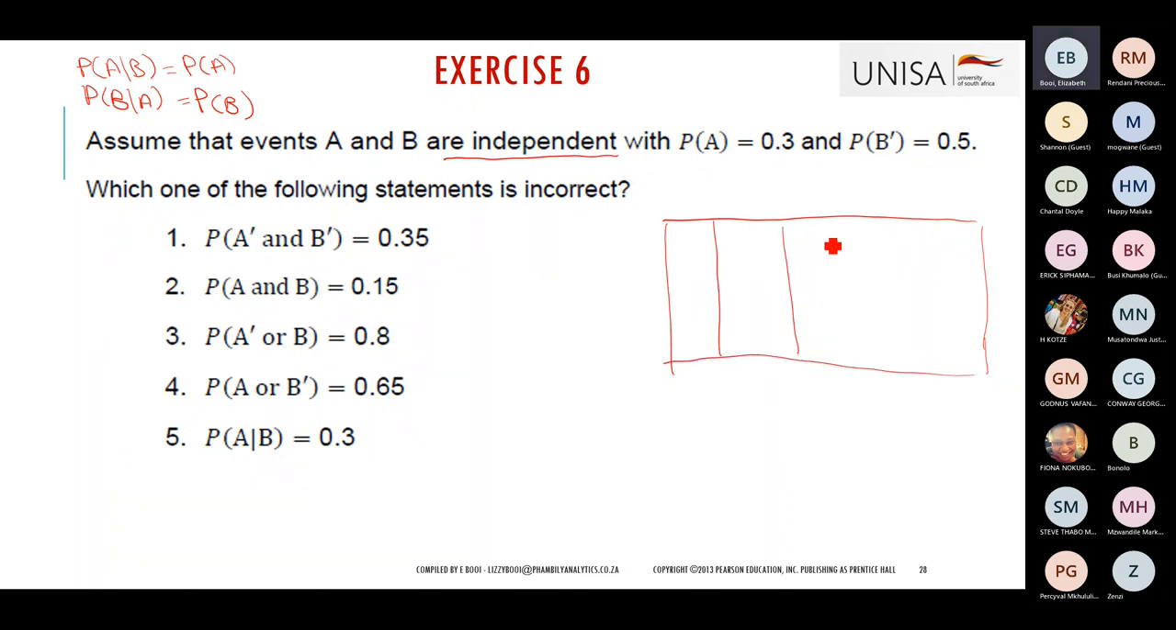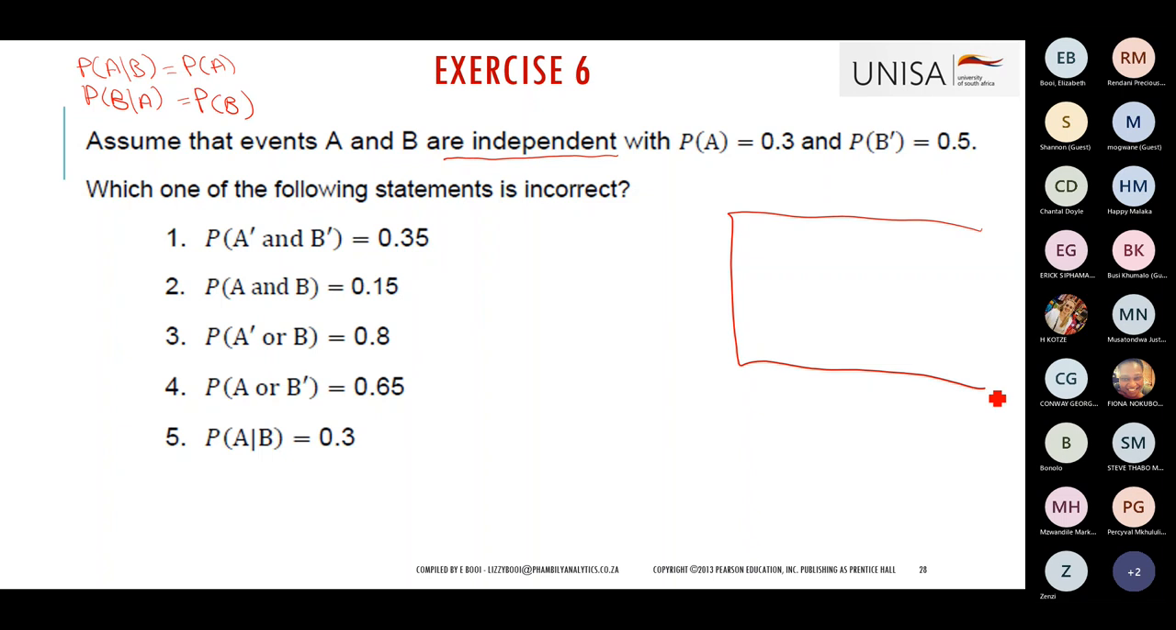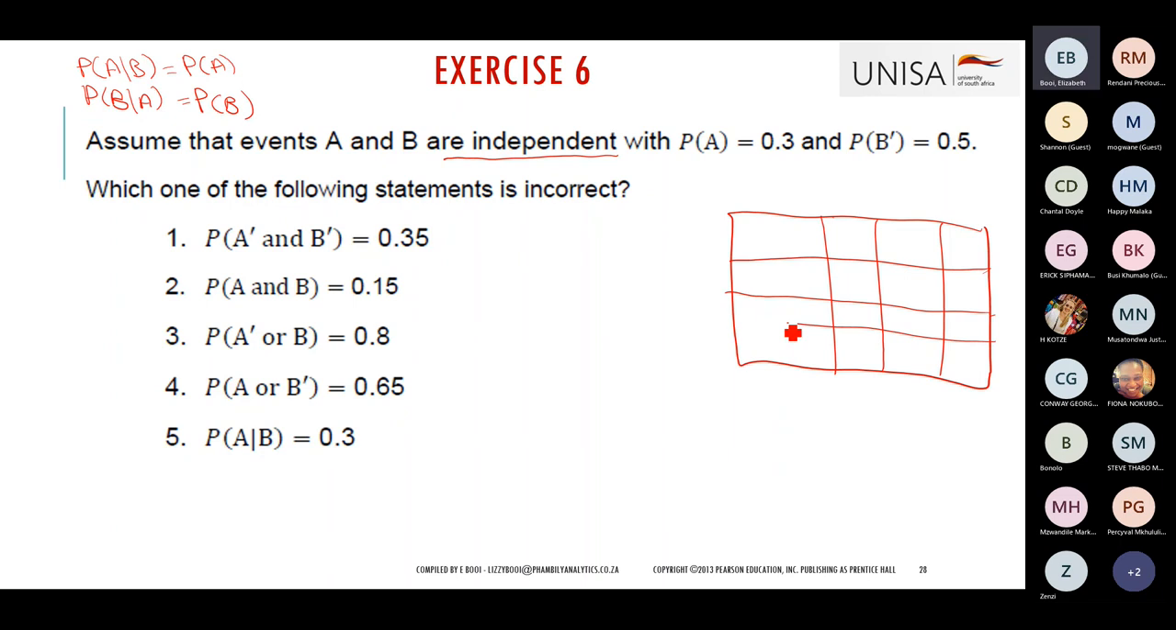So, similar. You can complete the contingency table. I think I am drawing it too big. Let's draw it too small. So we know that we have A and A complement and B and B complement. We are given the probability of A, which is 0.3. We are given the probability of B complement, which is 0.5. And we know this is 1, and we know this is 0.7, and we know that this is 0.5. But we don't know anything in between.